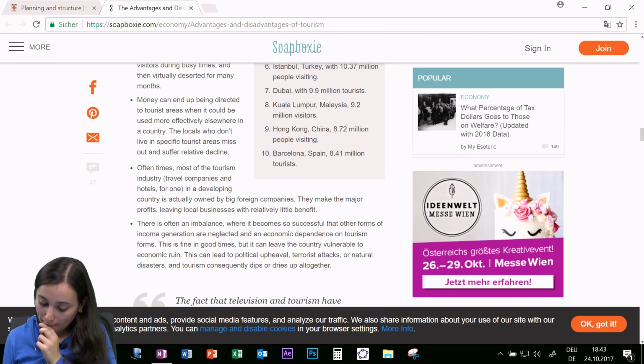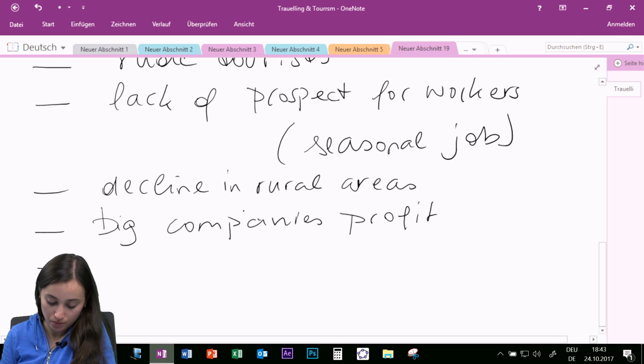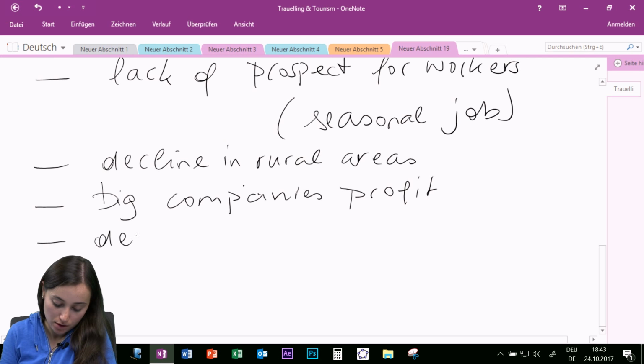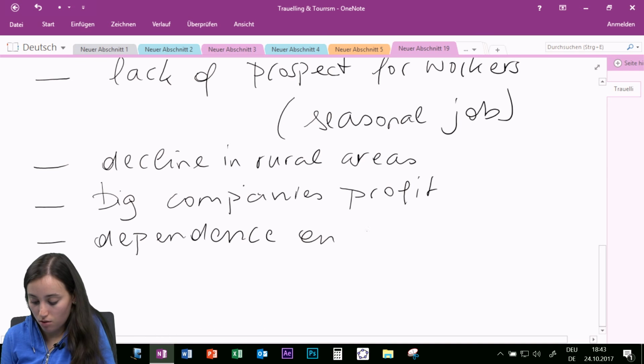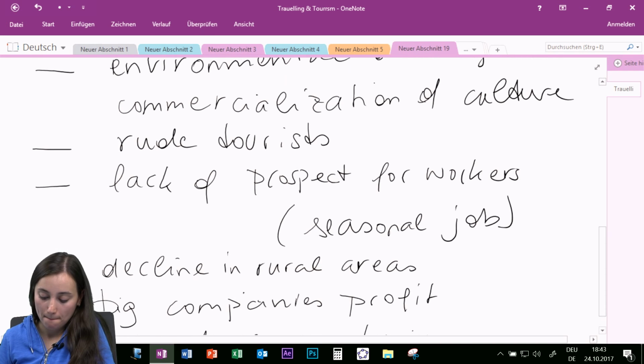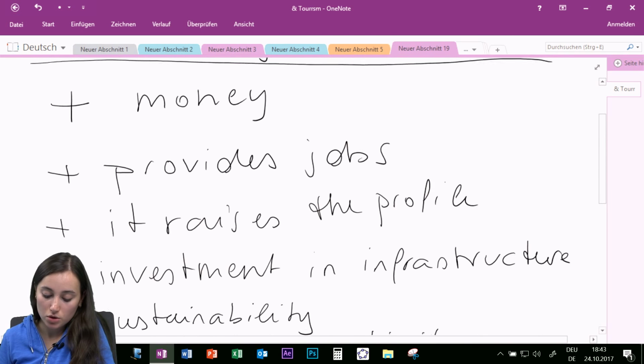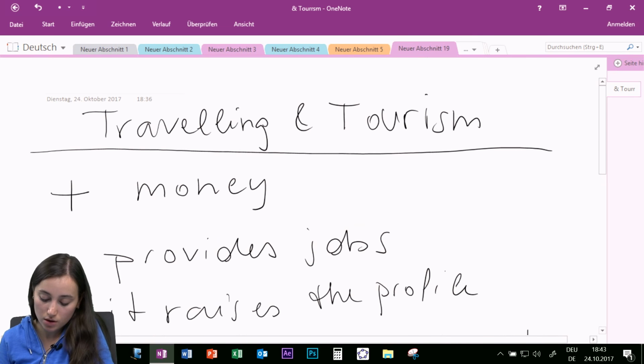And then there's often an imbalance where it becomes so successful that other forms of income generation are neglected, and an economic dependence on tourism forms. Dependence on tourism. So I'm just going to go with the first argument, money.